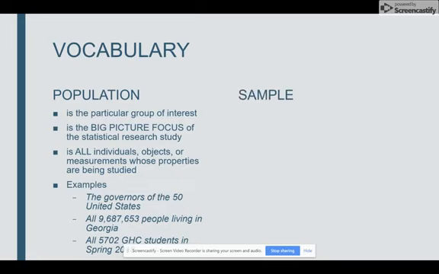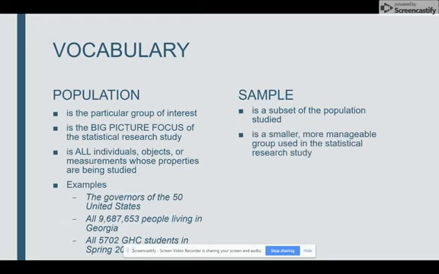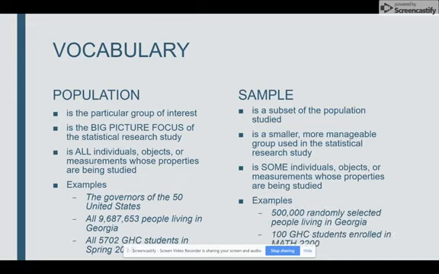A sample. Because it's difficult to get information from an entire population, if you have 9 million plus people living in Georgia, it's going to be difficult to get information from all of those individuals. So typically when we conduct research, we use a subset of the population. That subset is called a sample. It's smaller, it's more manageable, and we can actually get information from those individuals. So a sample includes some of the individuals, objects, or measurements that are being studied. So we might randomly select 500,000 people that were living in Georgia, or 100 GHC students that were enrolled in math 2200.